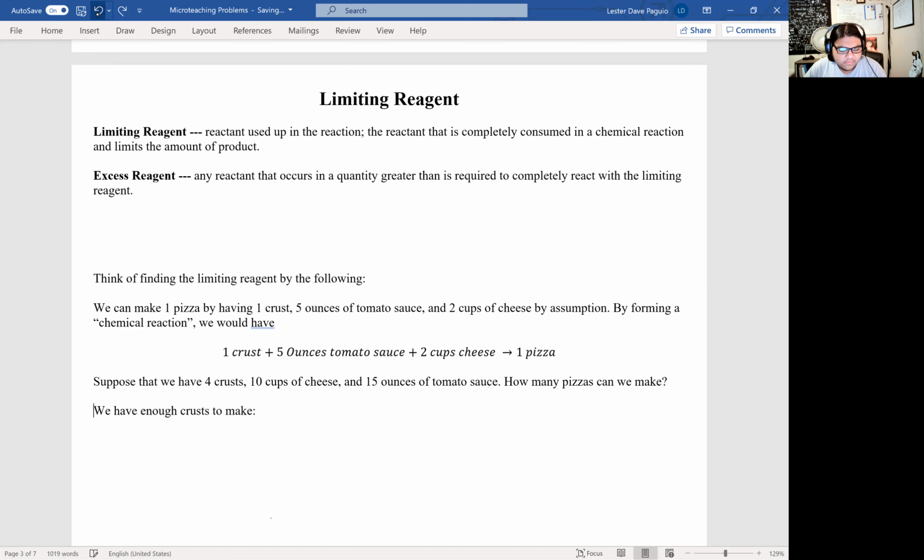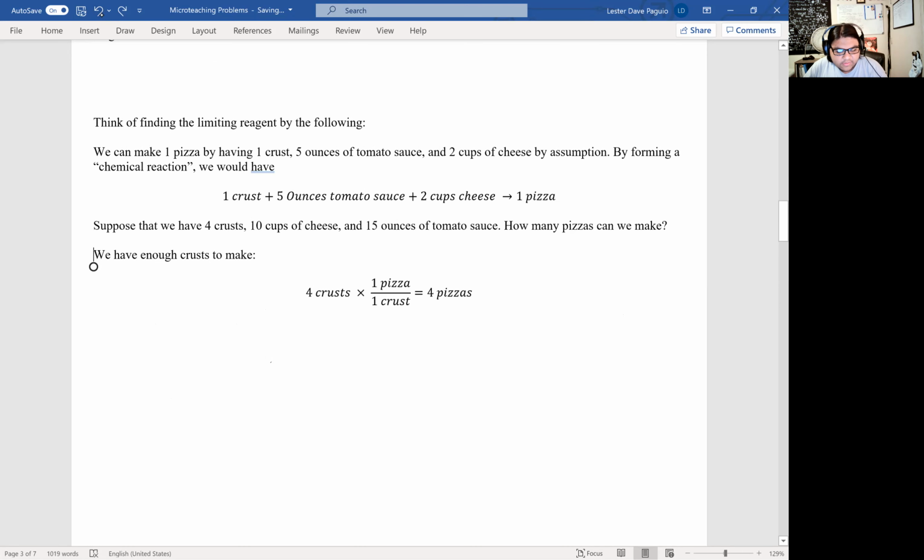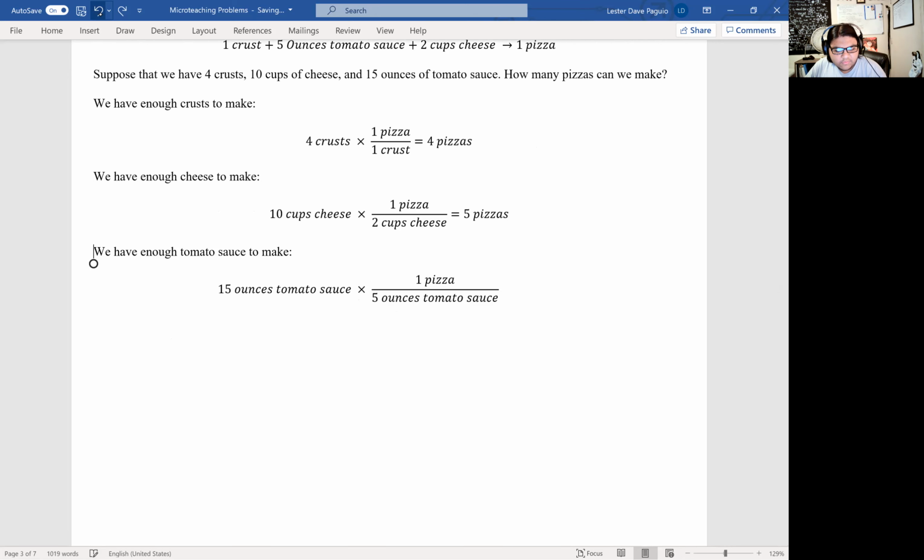So we have enough crust to make 4 pizzas. By doing this, we start with the initial 4 crusts, and then we want to convert it into pizza by looking at the balanced chemical reaction. For every 1 pizza, we need 1 crust, and as a result, we would have 4 pizzas. For cheese, we would have enough cheese to make 5 pizzas by doing the same thing as before. And for tomato sauce, we would have enough to make 3 pizzas.